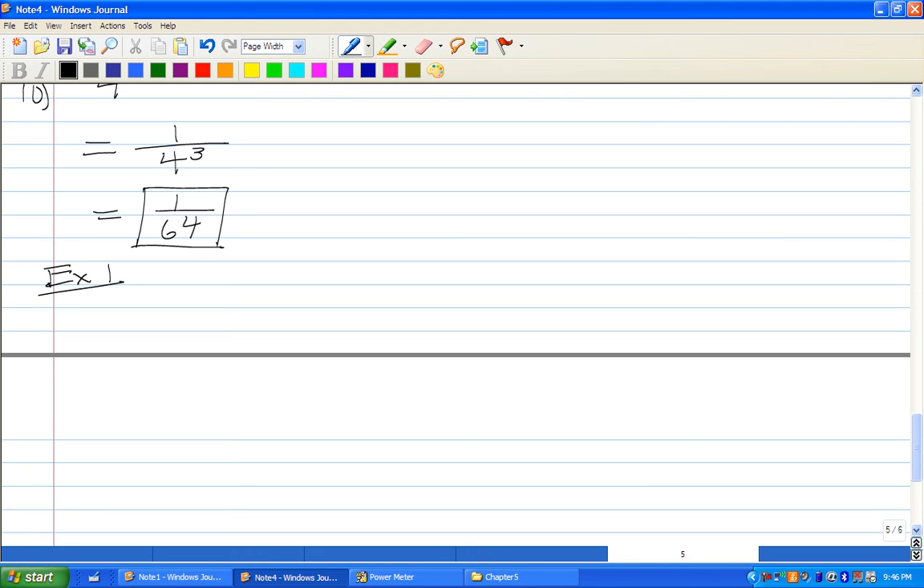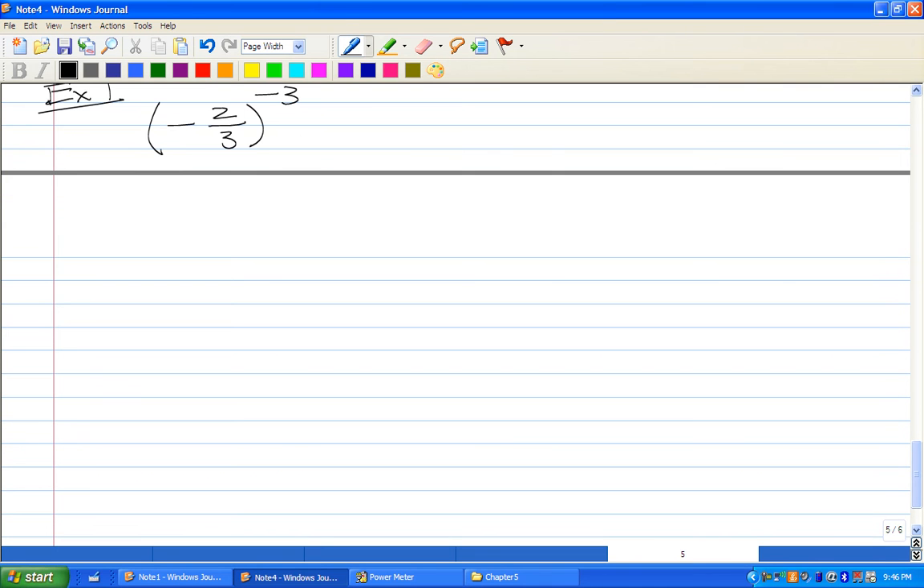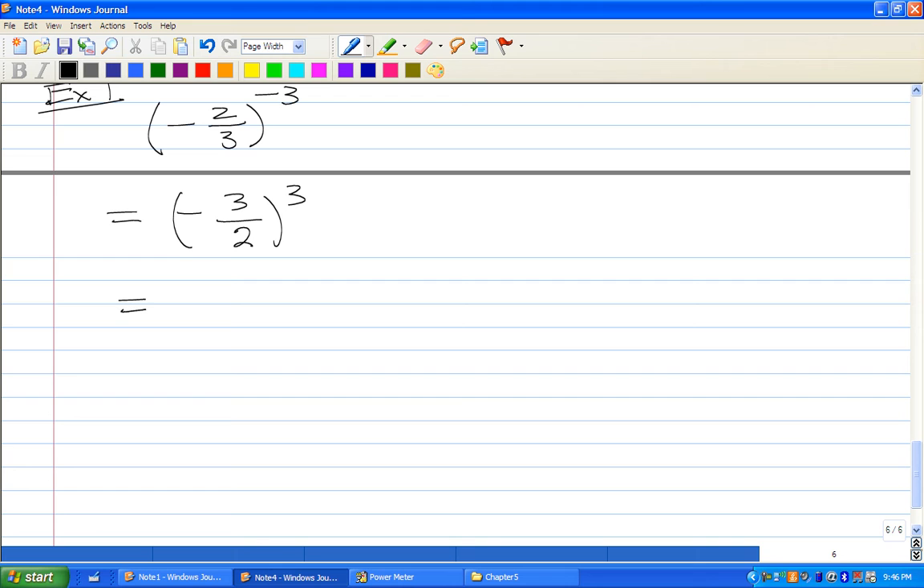And so, suppose I want to simplify negative 2 thirds to the negative 3. I have a negative exponent, so I'll take the reciprocal, which is negative 3 halves cubed. A negative number cubed is negative. 3 cubed is 27. 2 cubed is 8. And so my answer is negative 27 over 8.